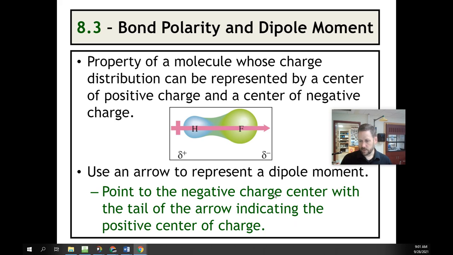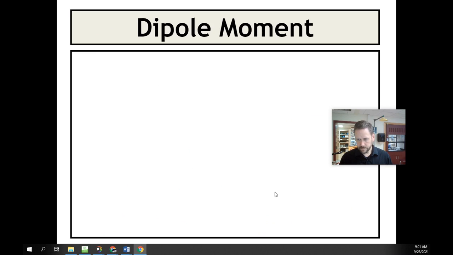So here's a molecule of hydrofluoric acid. Remember, this lowercase letter delta plus is indicating the side of the molecule where there's a partial positive charge, and the lowercase delta minus here is showing the side of the molecule where there's a partial negative charge. Not a whole -1 charge, but just a slightly greater density of electrons.